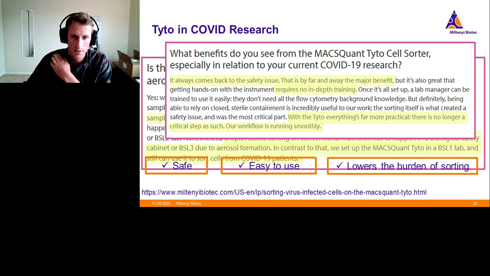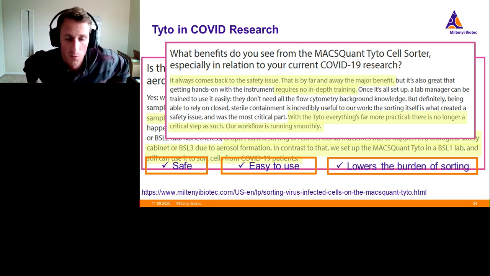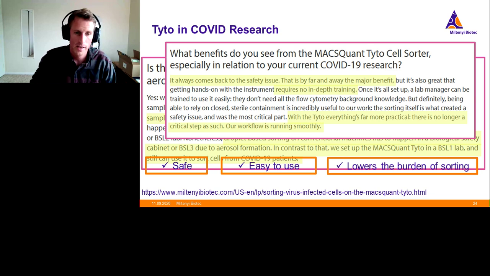Okay, let's get to this one. So in here they say they actually feel safe moving samples from BSL-2 or even BSL-1 because the system's fully closed. The droplet formation systems need to be in a biosafety cabinet or BSL-3 due to aerosols. It really just changes the entire infrastructure of how they were able to do this type of research. And I'll be excited to see what comes out from their actual COVID research.